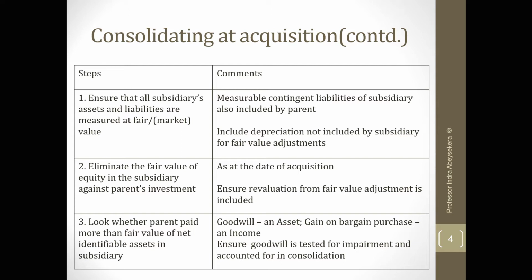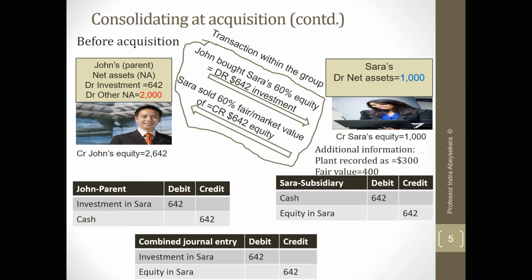The contrary also could be true, where the parent paid less than the fair value of the assets. Then the parent is acquiring the subsidiary at a bargain, and that gain on bargain purchase is immediately recognized as income in the group, but not shown as a liability. So those are the 3 steps we follow in the consolidation adjustments. Let's take an example here.